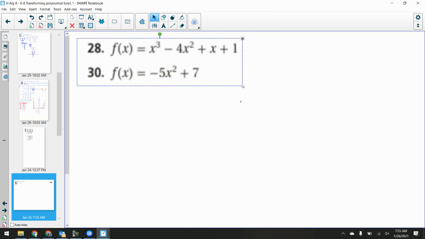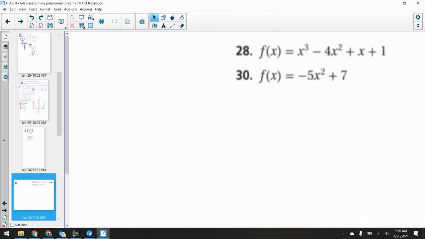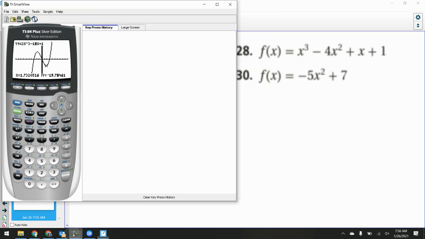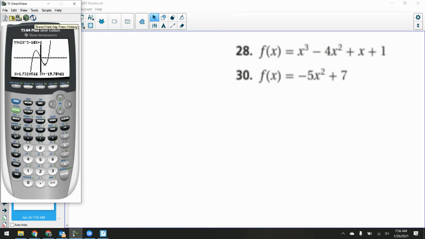So taking a look at 28, I'll do both of these. I want to figure out where my local maximums and minimums are, and to do so, I am first going to plot these in my calculator. I'm going to go to y equals, and I'm just going to plug that in. X to the third minus 4x squared plus x plus 1. I'm going to hit zoom 6 because I know I made my graph all wacky when I was making the video. Do I see the minimums and maximum points on my screen?